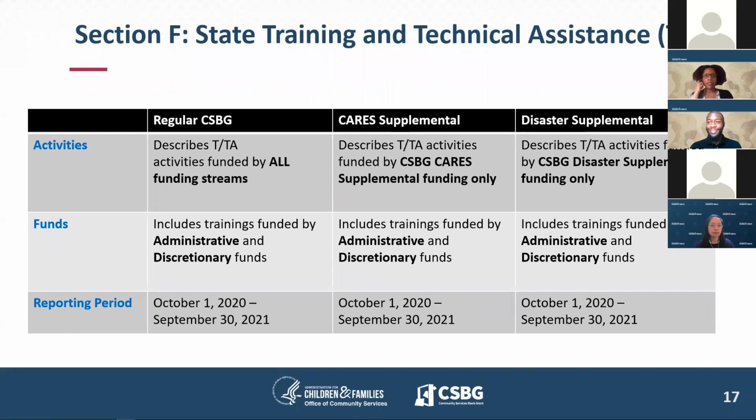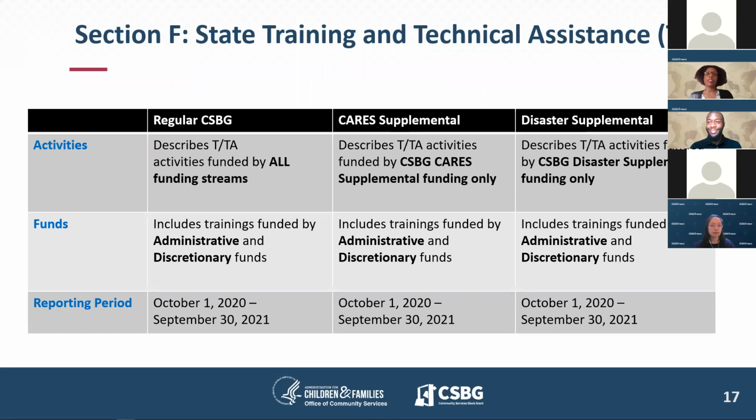Ongoing training and technical assistance provides targeted support to eligible entities with a development need or problem. It strengthens and builds the capacity of their organizations and improves their service delivery systems to support individuals, families, and communities with low incomes to become self-sufficient and move out of poverty. Training and technical assistance should be made available to all CSBG eligible entities in each state and can be tailored as appropriate to specific topics.